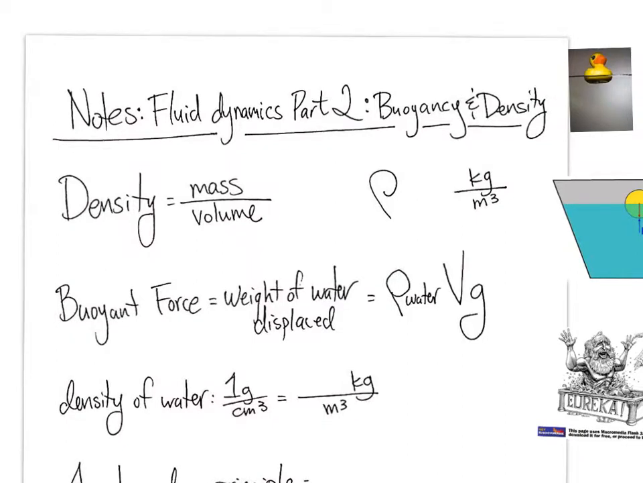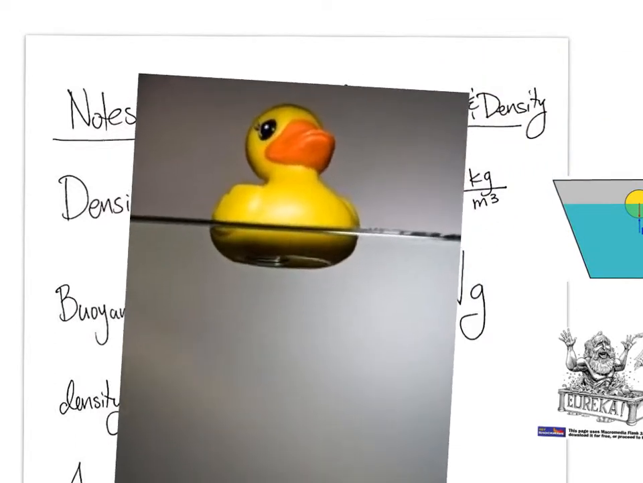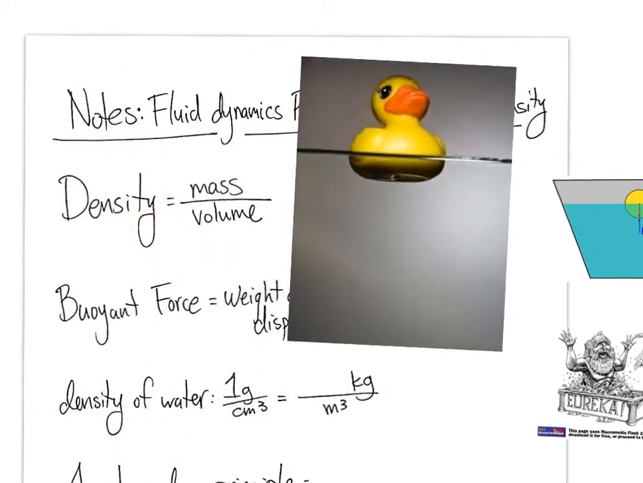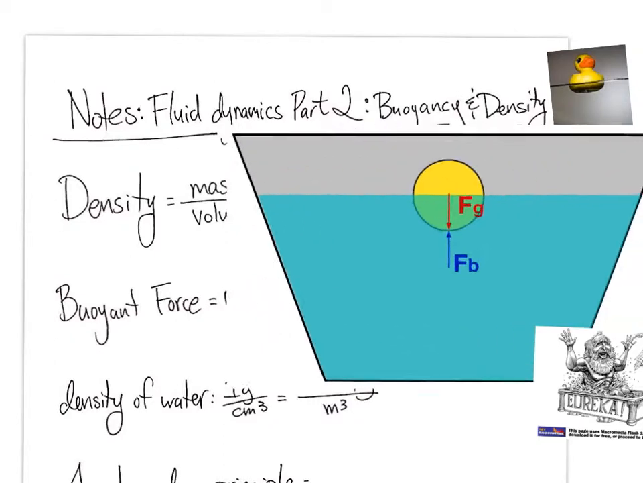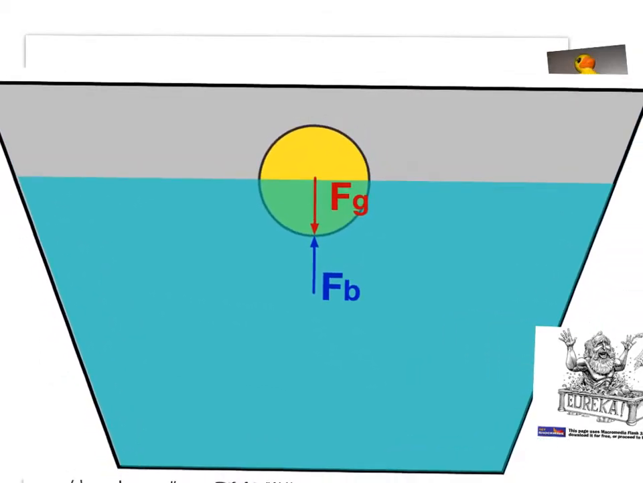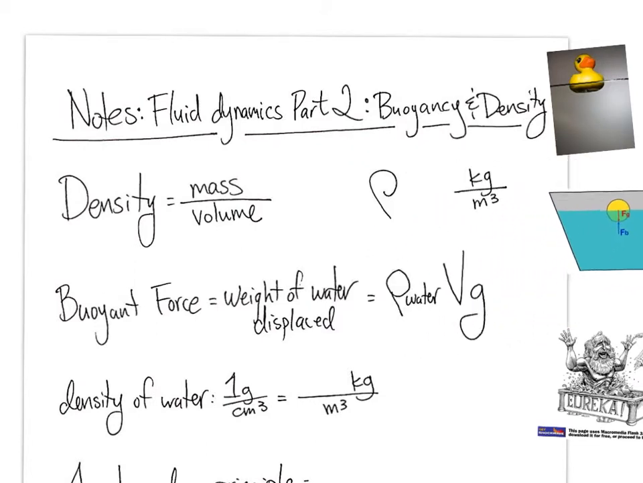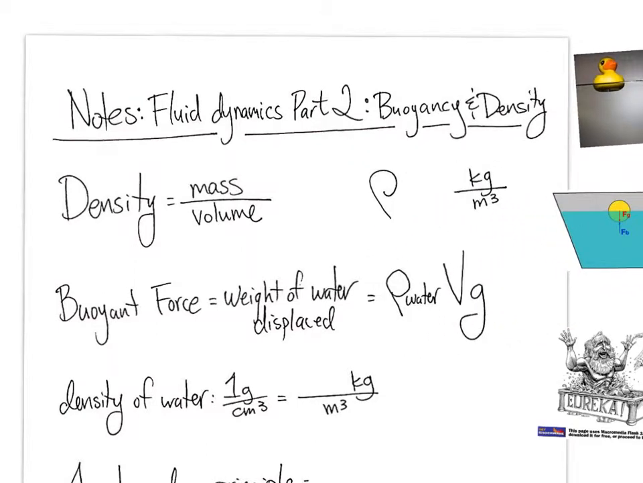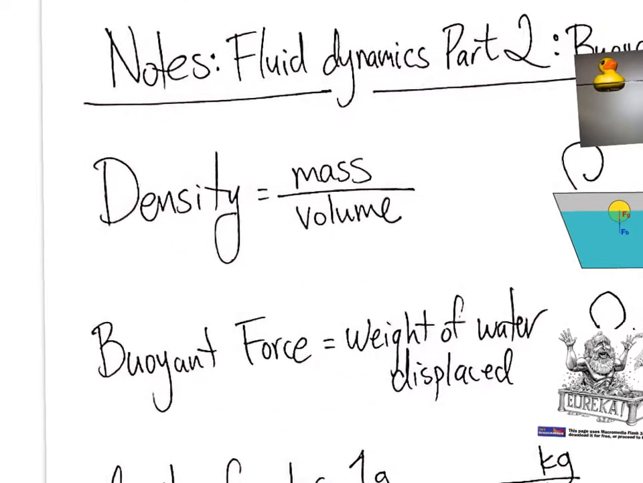Okay, so fluid dynamics part 2, where we talk about buoyancy and density. So the big question is sort of why does something float, and mathematically speaking, how does something float, or when would something float? So first we talk about density, and I know you've heard this expression in chemistry.